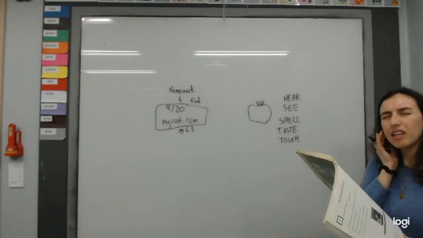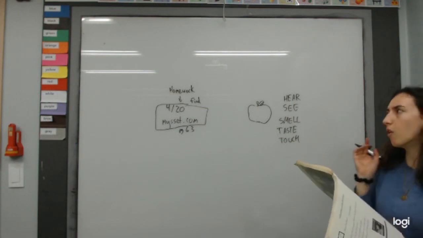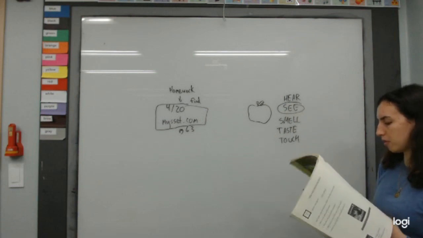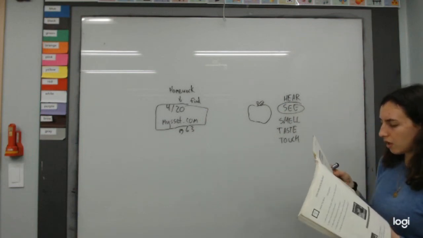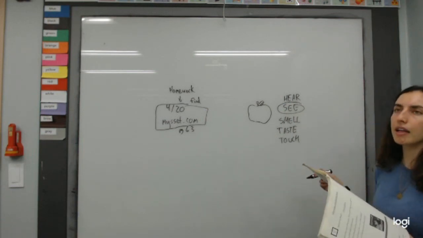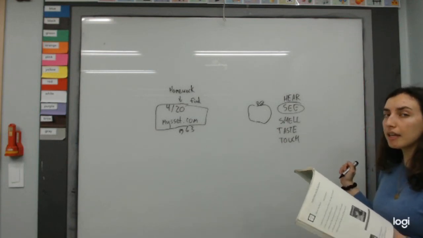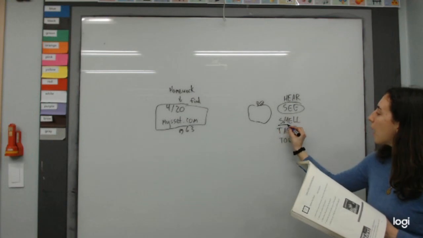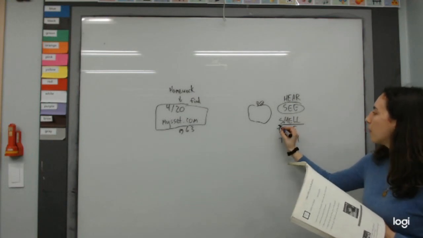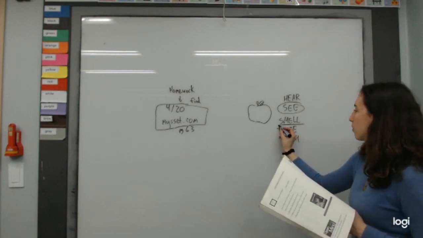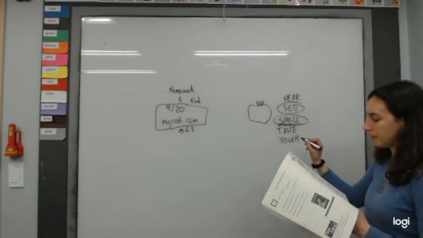Okay, so can we hear an apple? We have to think. Can we hear an apple? No, we can't hear an apple. Can we see an apple? Yes, you can see an apple, so circle. Next one, can you smell an apple? If you smell an apple, what do you think? Can you smell it? I think apples have a little smell, so I will circle. You can circle or not circle if you think apples smell.